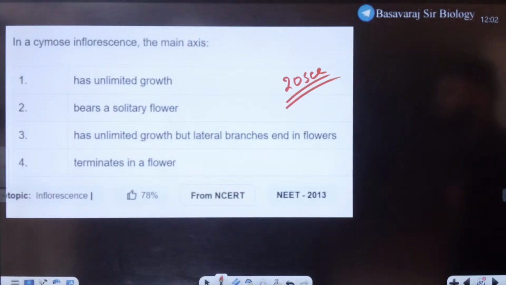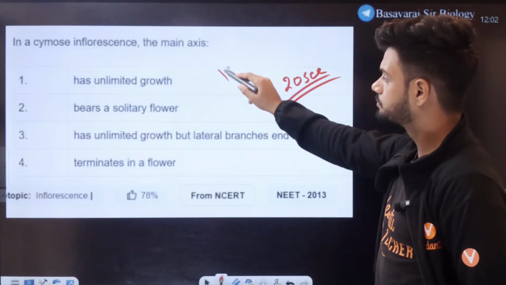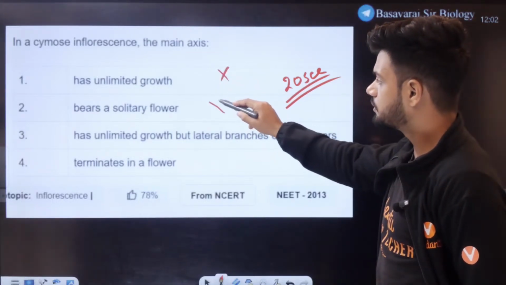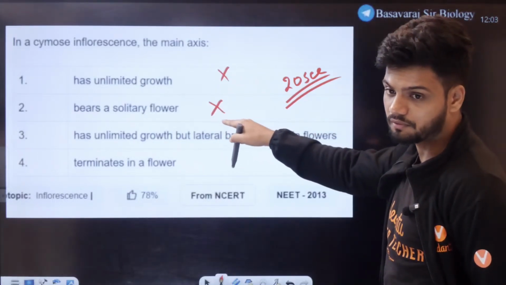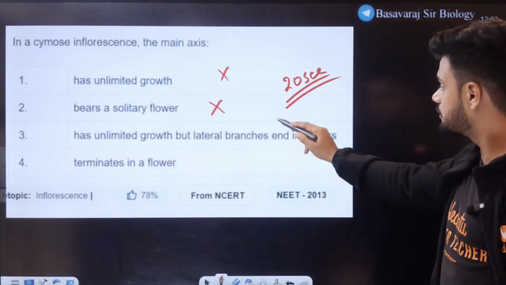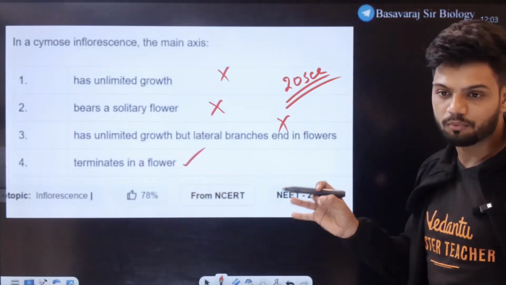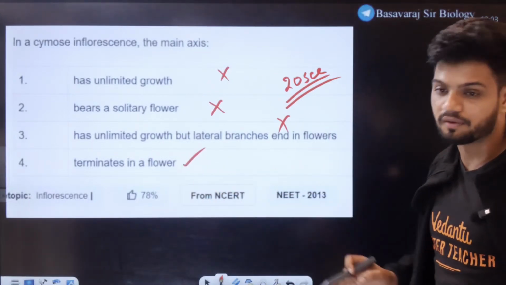In cymose inflorescence, the main axis has unlimited growth. Cymose, no. Solitary flower, no. Not in many cases, not everywhere. Has unlimited growth, but lateral branching is seen in flower, no. Terminates in a flower, yes. In the case of cymose, it is terminating with a flower.